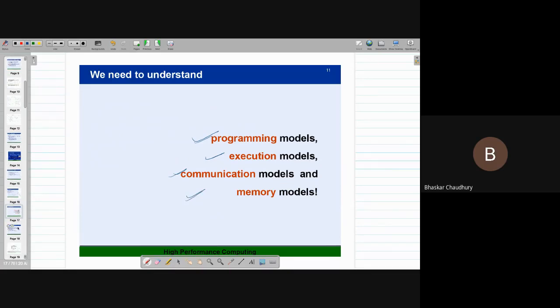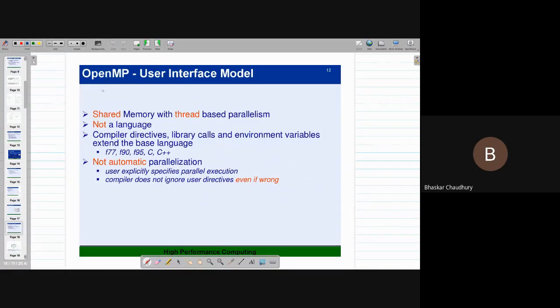So first, we have already discussed that we are talking about shared memory with thread-based parallelism. So not process, thread-based parallelism. It's not a language. We simply are going to use some compiler directives, library calls, and environment variables. I will explain what environment variables are later on. No automatic parallelism. So the programmer has to explicitly specify the parallel execution parts in the code. And the compiler does not ignore user directives even if wrong. What kind of mistakes we can make, we'll discuss later on. The point is, if you make some mistakes, the compiler will simply not catch them. This is an important point.